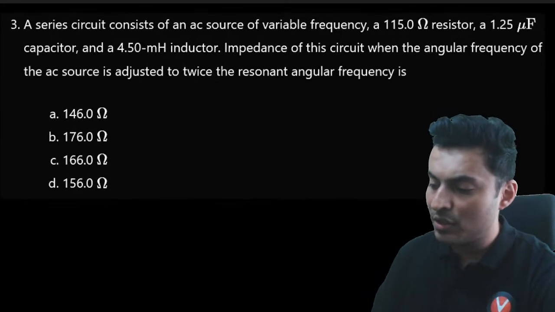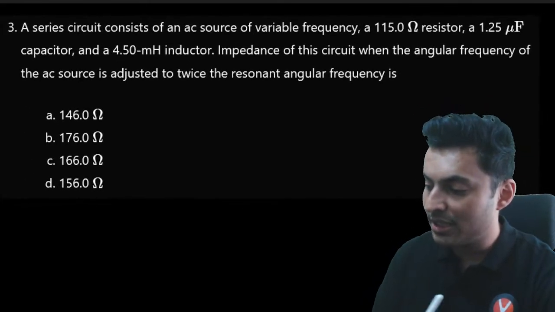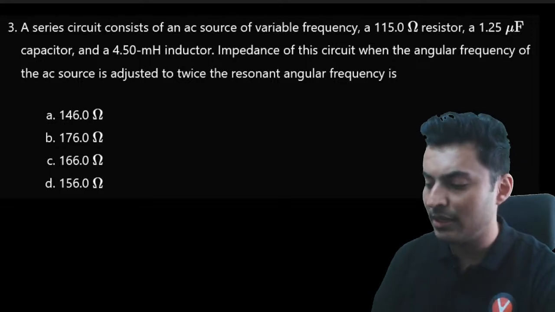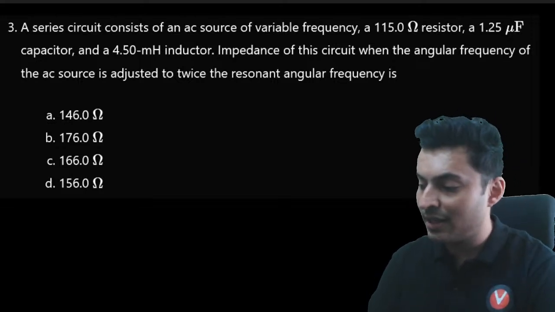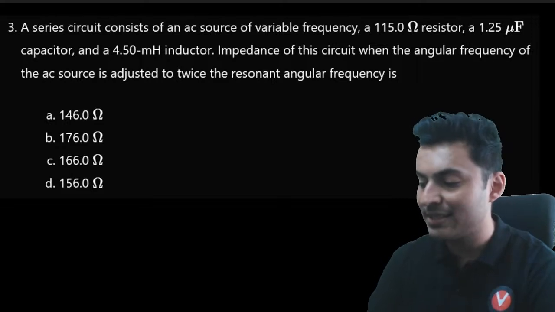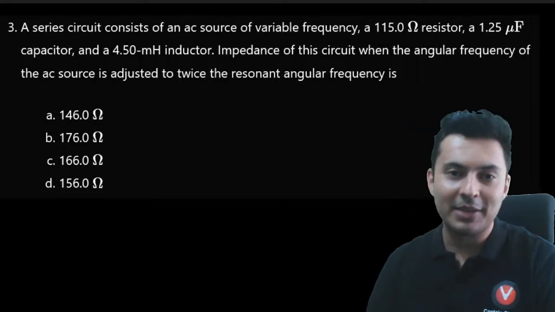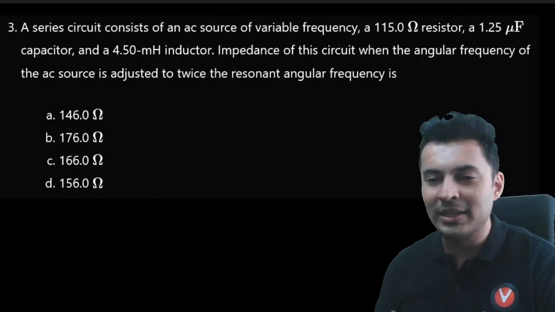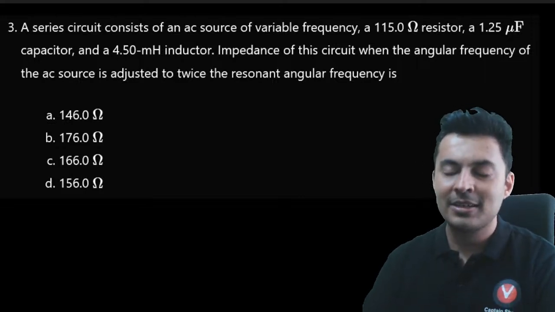Then a series circuit consists of a source of some frequency, some resistance, some capacitance, and some inductance. The impedance of the circuit when the frequency is adjusted to twice the resonant angular frequency. Okay. So omega is not directly given.